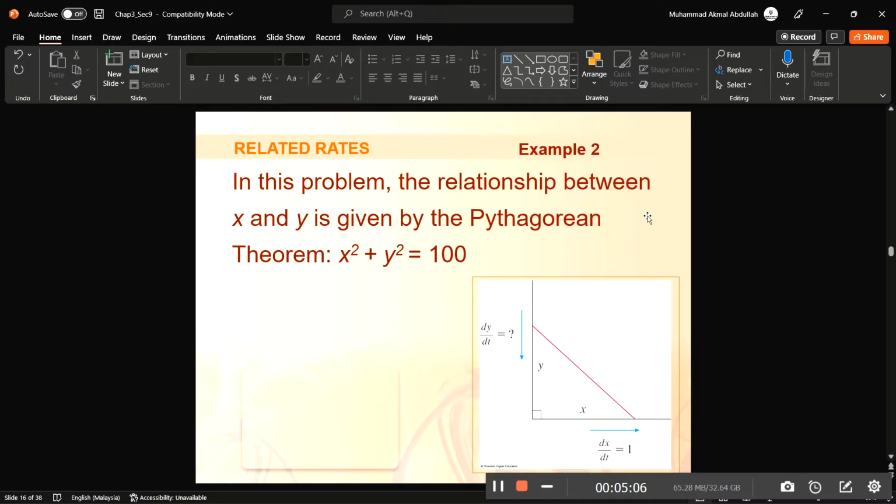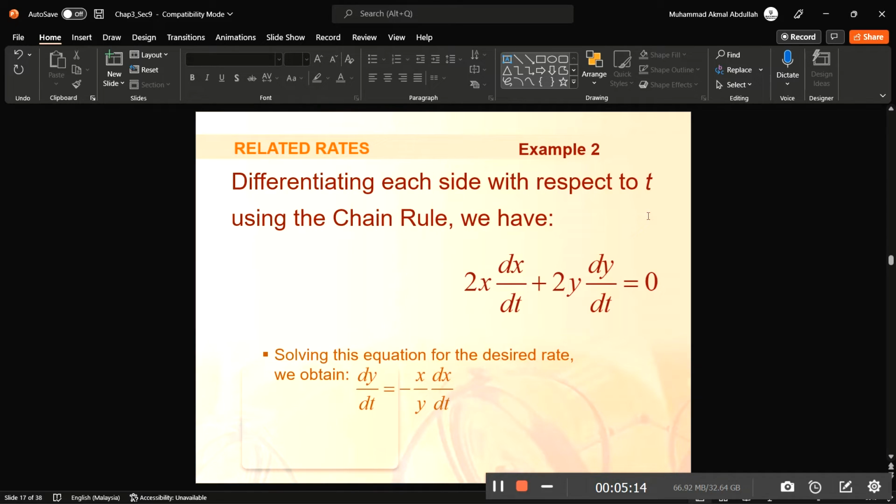In this problem, the relationship between x and y is given by the Pythagorean theorem, which is x squared plus y squared equal to 100. After we know the Pythagorean theorem, then we differentiate each side with respect to t using the chain rule. So we get 2x dx over dt plus 2y dy over dt equal to 0.